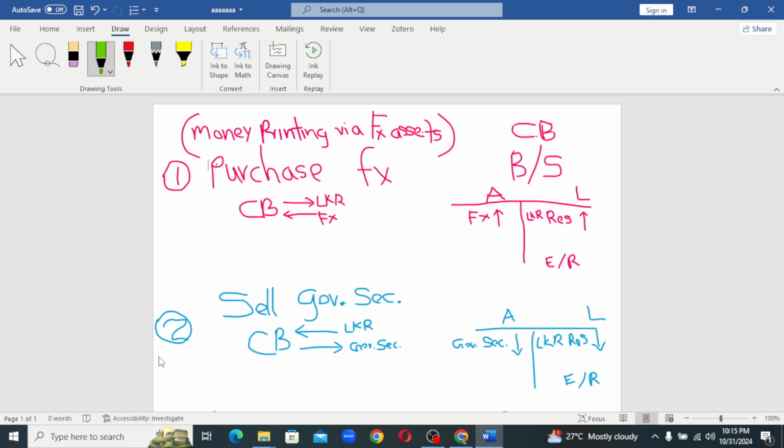Further, that statement has referred to the sale of government securities as well. So we'll move on to analyzing that.